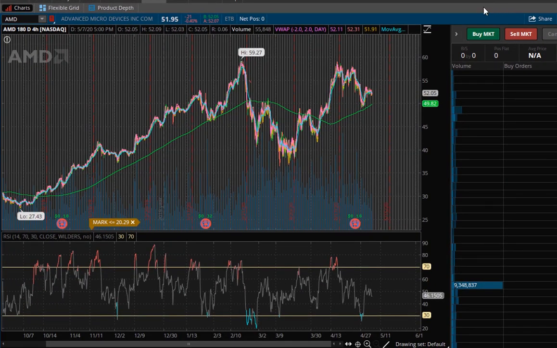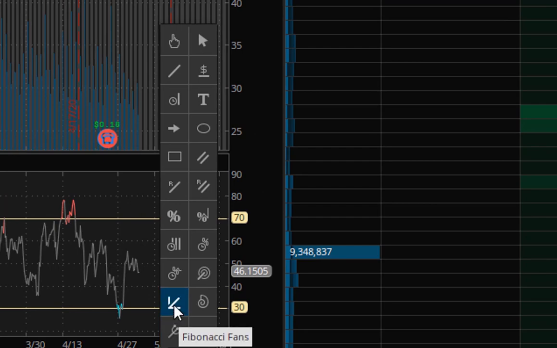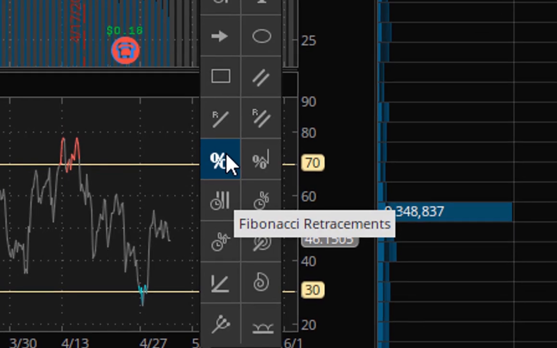So basically, on TD Ameritrade, to set your drawing tool, you're going to go ahead and click this button right here. And in order to select Fibonacci, you're going to click this % sign that says Fibonacci Retracements.